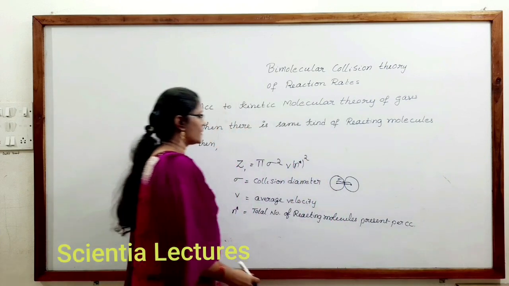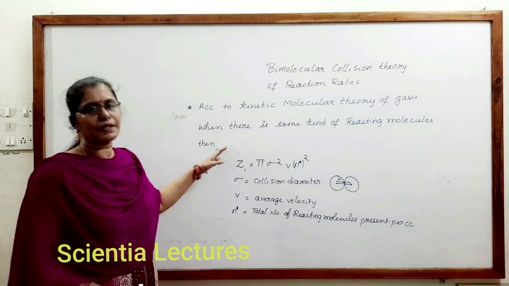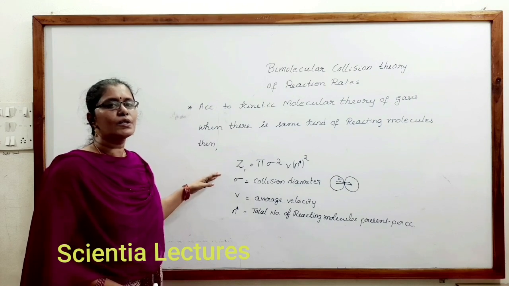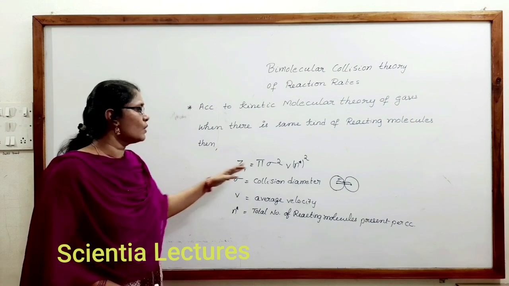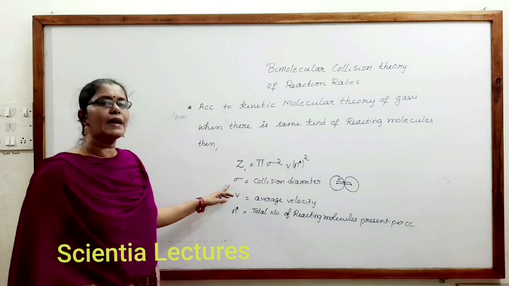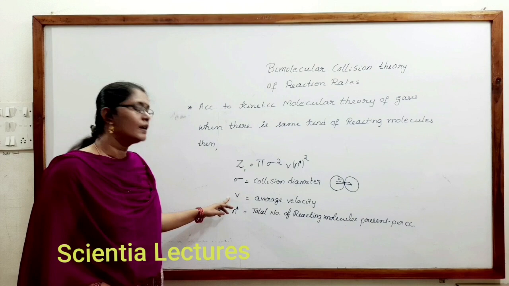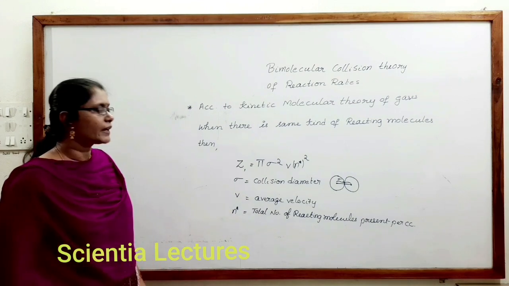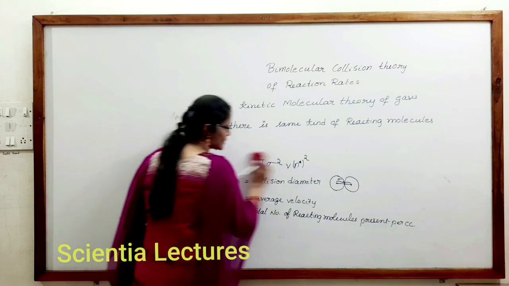So if there are the same kind of reacting molecules in the container, then according to KMT, the collision frequency Z1 must be equal to pi sigma square v into N star square, where sigma is the collision diameter, v is the average velocity, and N star is the total number of reacting molecules present per cc.